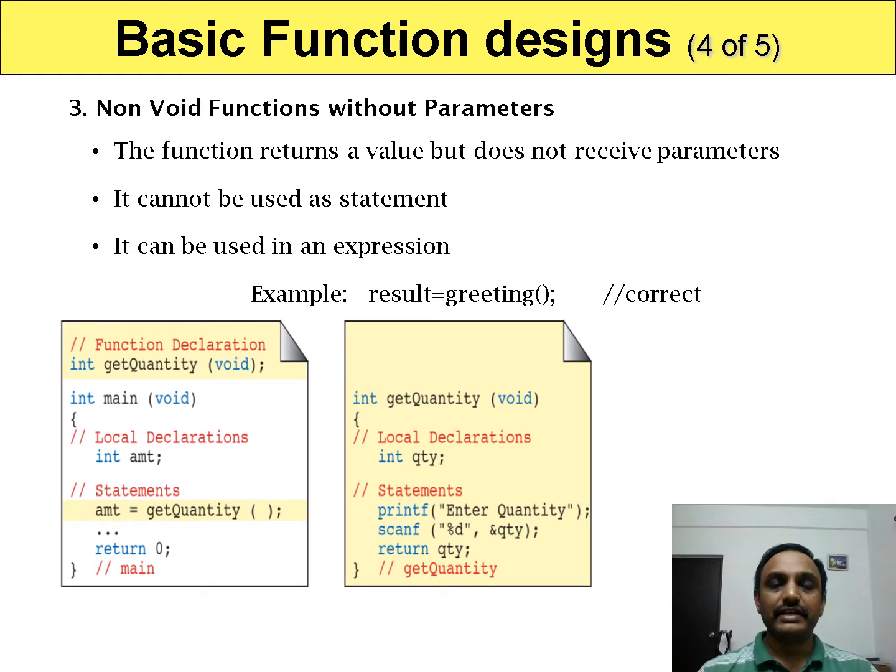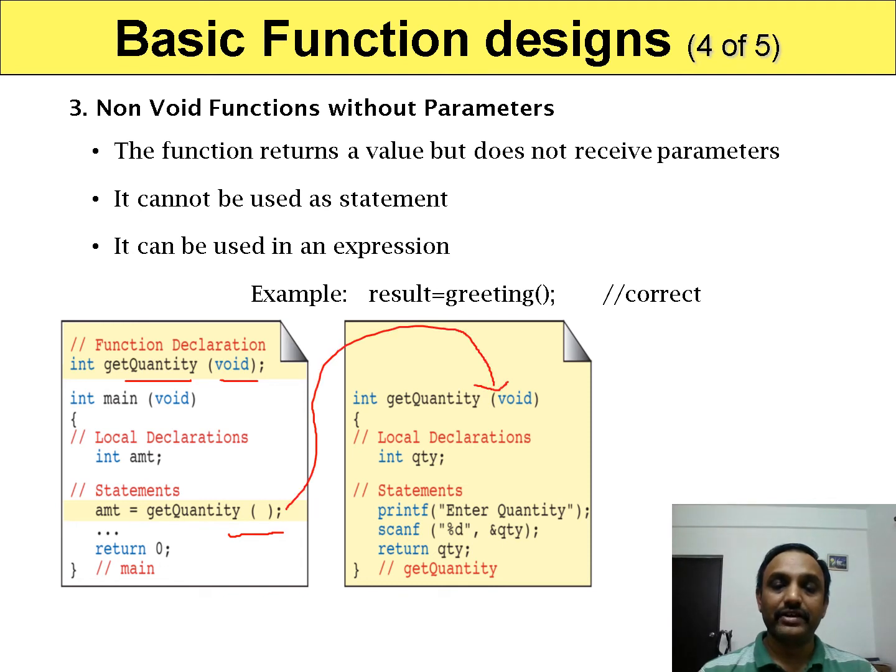The third function design is a non-void function without parameters. That means the function definition, the user-defined function, is returning some value, but from the calling function, we are not sending any arguments to it. So here you observe getquantity with void in the function declaration. So getquantity you are calling without sending any arguments.